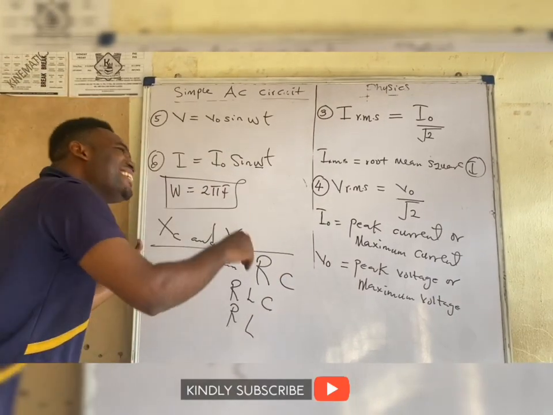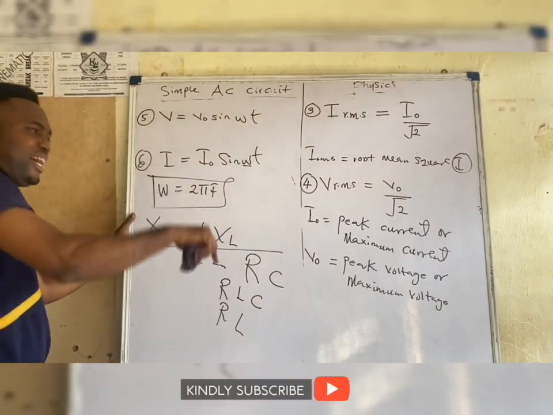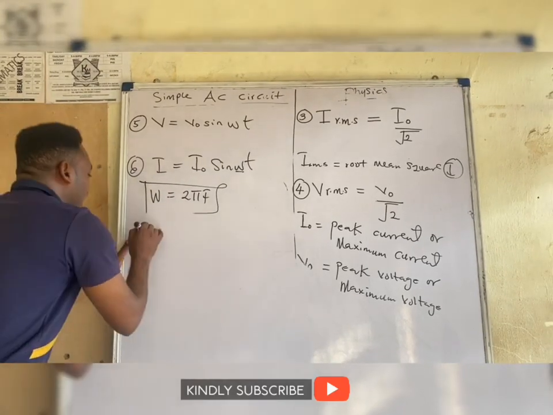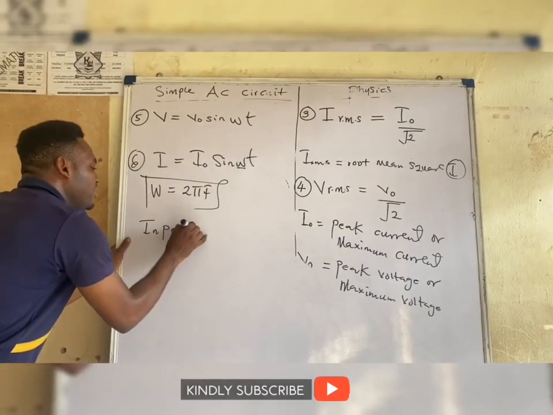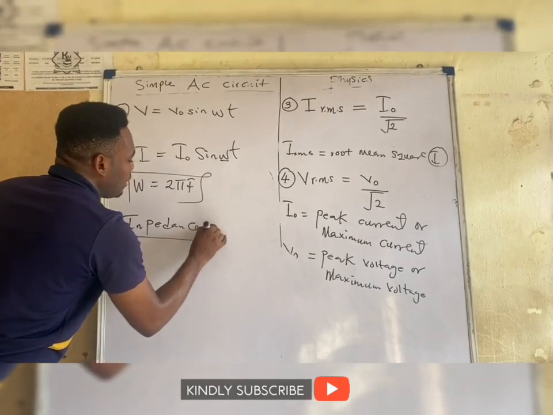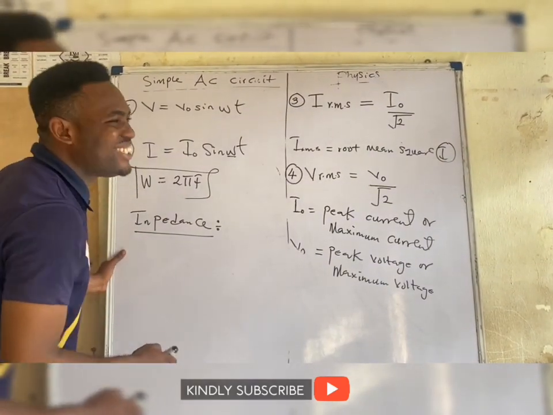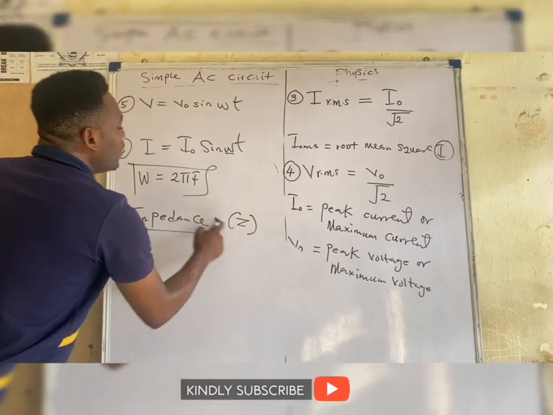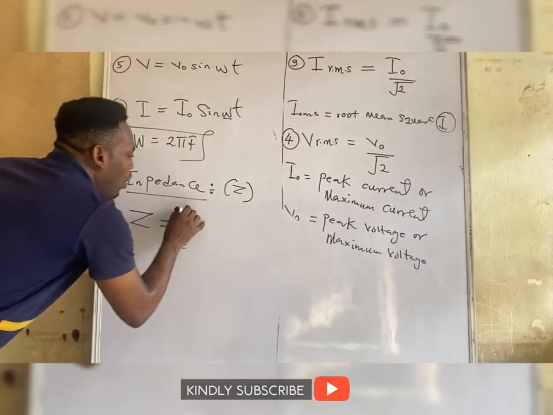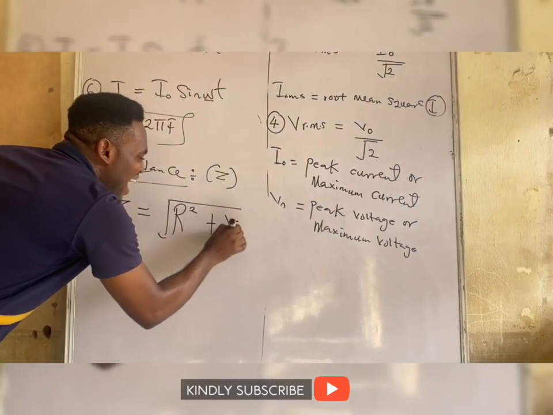Depending on what we have, the total opposition to the flow of current in an AC is what we title as impedance, which I'm going to write now. All right, so we say impedance. What is impedance? We say it is the total opposition. And we represent it by letter Z. So I'm going to write the formula here. Z is equals to the square root of R squared plus X squared.